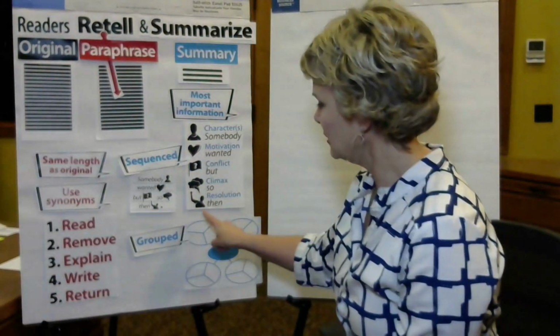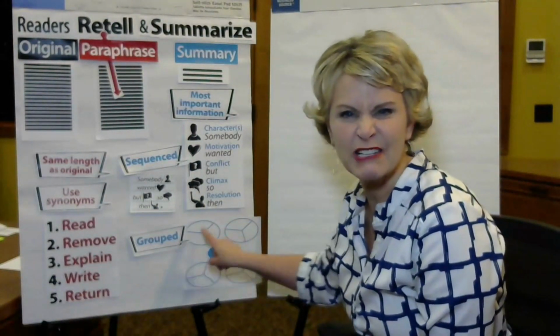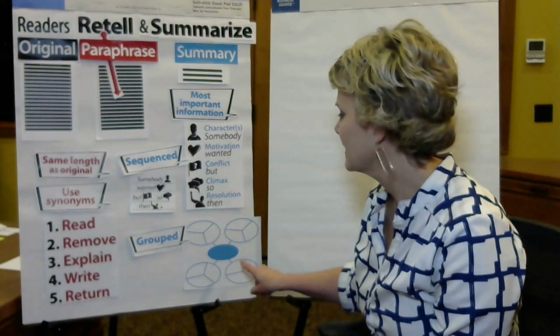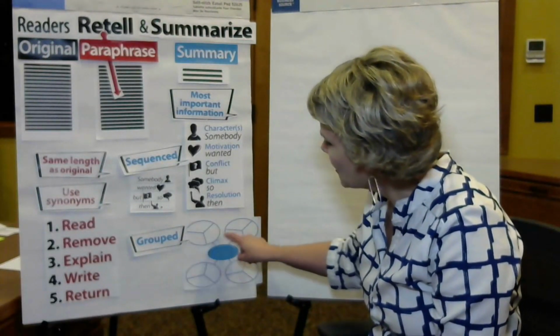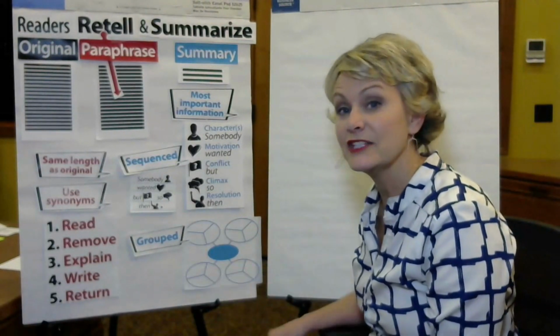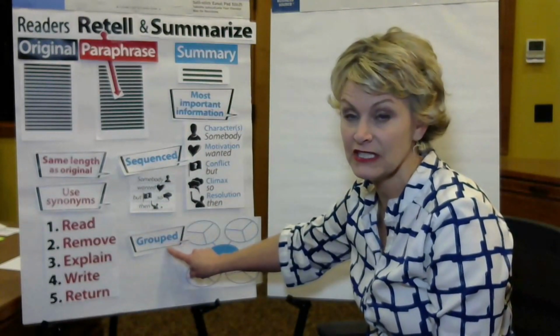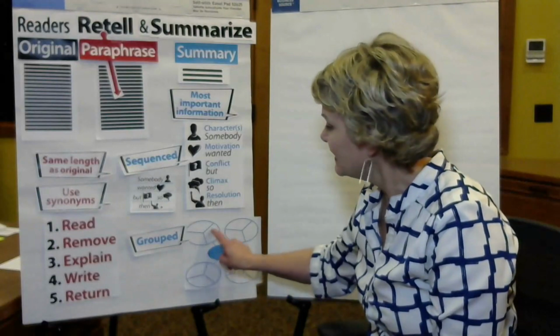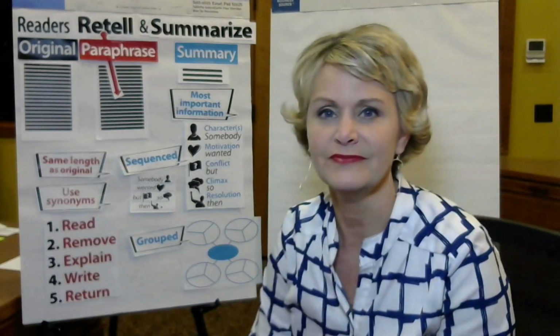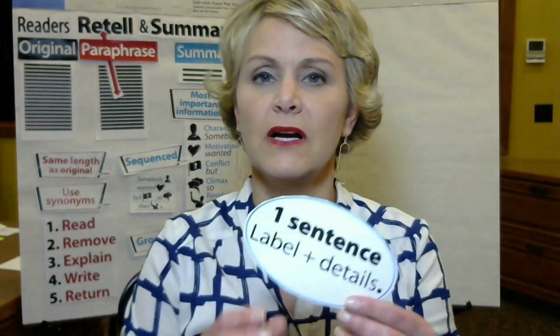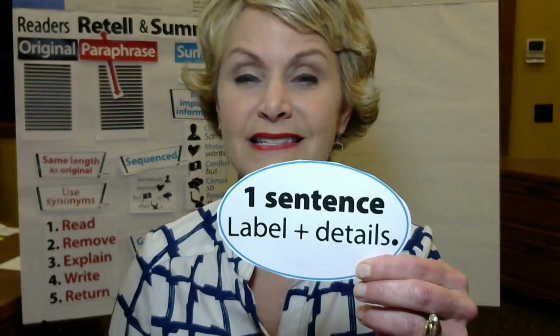And I want to show you, as you look at my little dissected web down here, that each one of these ovals, each group, because in summaries we have to keep the information in order, we have to keep it grouped, each oval will become only 1 sentence.